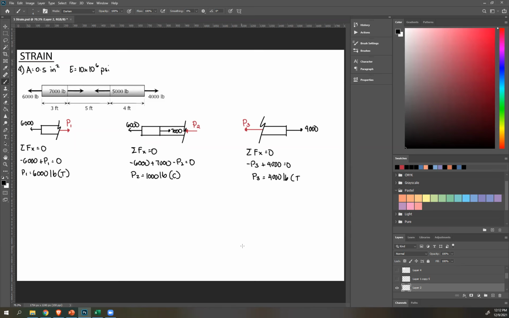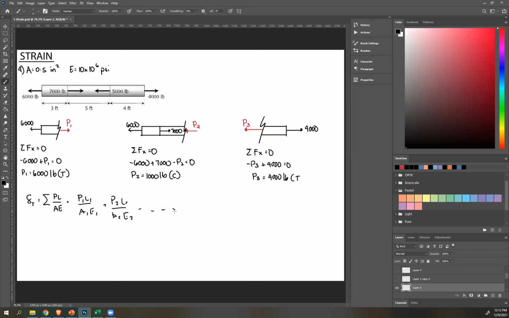Next step is to solve for deformation. Okay, so total deformation is just the sum of all of these individual deformations. And then recall the equation for deformation is PL over AE. So you can solve it this way: P1 L1 over A1 E1 plus P2 L2 over A2 E2, etc.